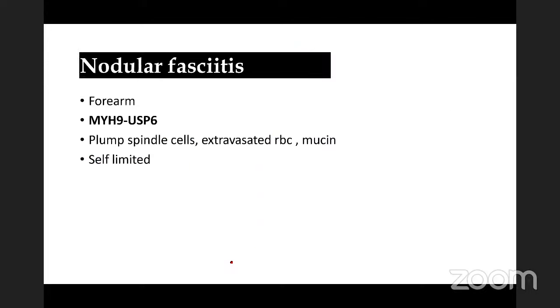Okay, guys. So coming to nodular fasciitis, this is one question which I had given you in the quizzes also. So please remember, it is one tumor which has a lot of extravasated RBCs. That's the question that they ask you, and it's a self-limited condition. And the mutation here is USP6. Remember, USP6 is also a mutation which is seen in aneurysmal bone cysts. Okay, so that is what you have to remember for nodular fasciitis. It's a self-limited condition. It will heal by its own.